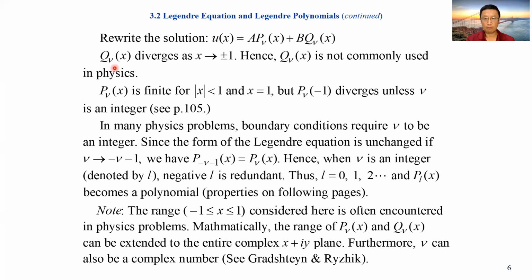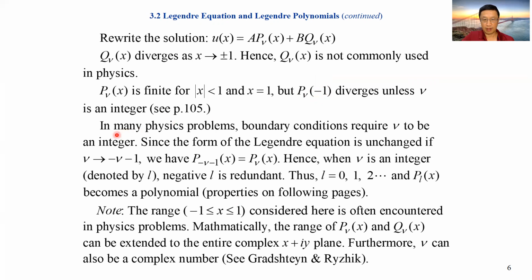So Q mu is not commonly used in physics because of the divergence. P mu is finite for the absolute value of x smaller than 1, but at x equals 1, P mu will diverge. But luckily, unless mu is an integer. If mu is an integer, we will have convergence. So it's good news, we don't have to worry too much.